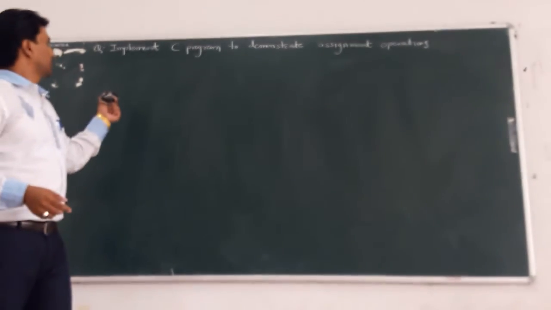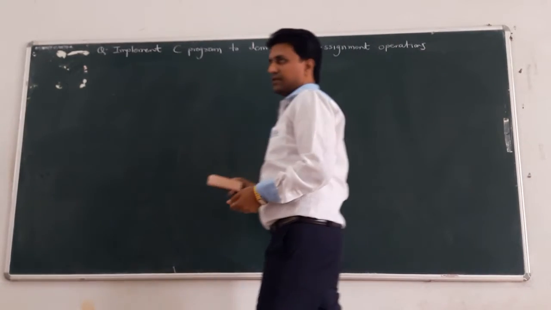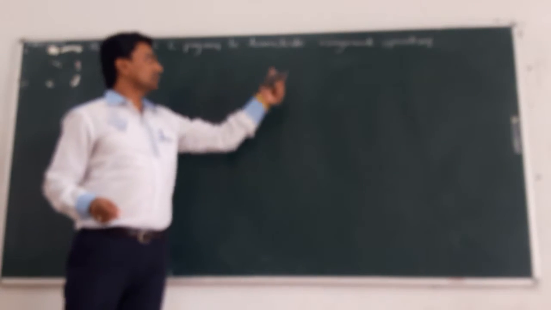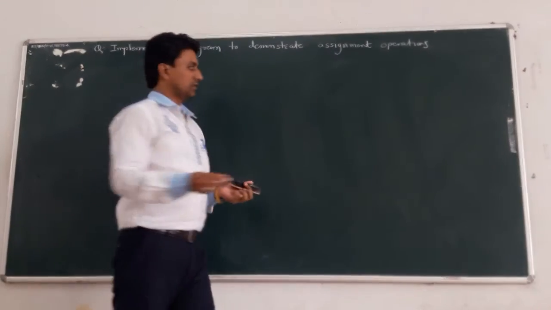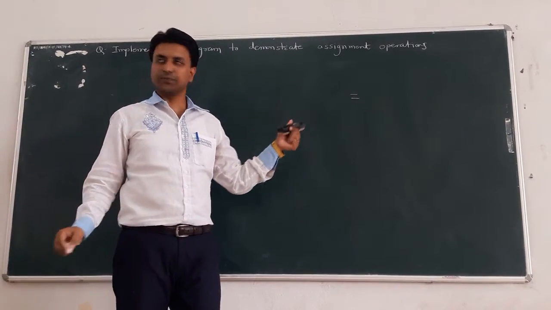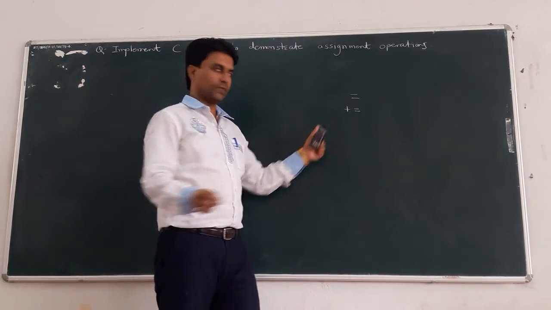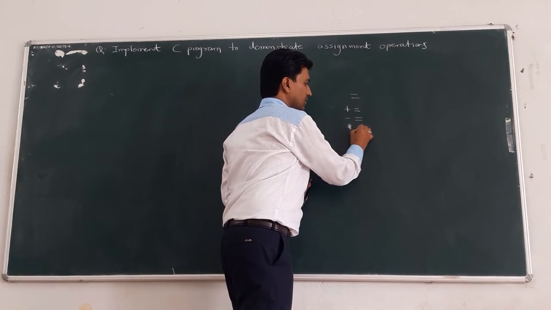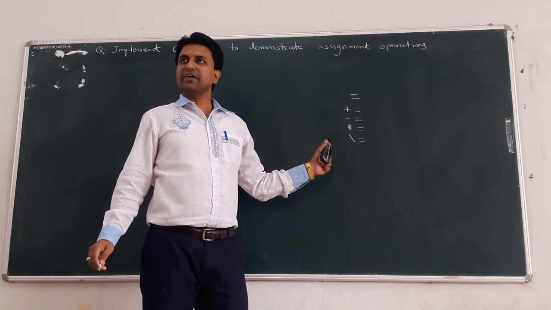So today we will see the next operator, that is the assignment operator. Clear? So the problem statement is: implement a C program to demonstrate assignment operations. There are different assignment operators. For example, equal to is an assignment operator. Next is plus equal to. This is also called an assignment operator. Minus equal to, multiplication equal to, division equal to. All these are nothing but assignment operators.